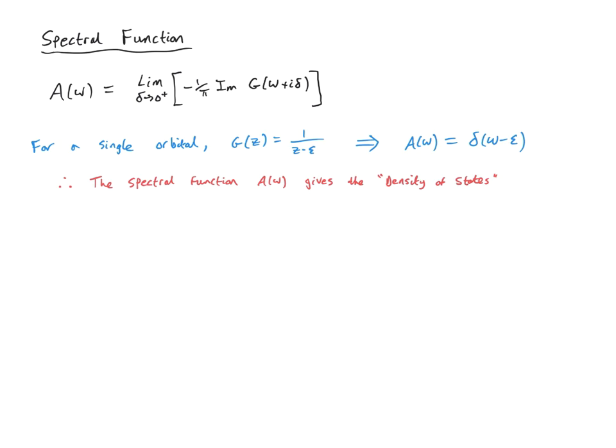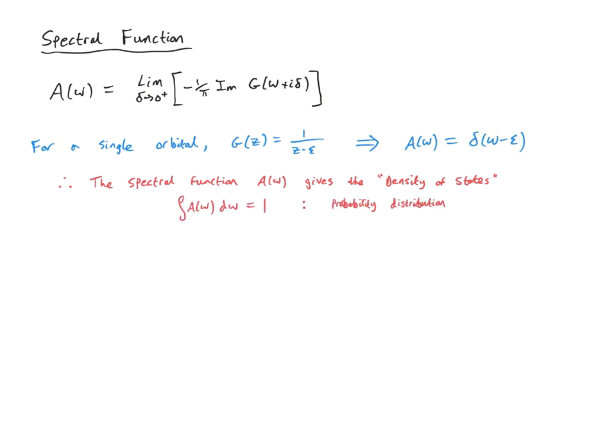We have a single state in the system located at omega equals epsilon. Therefore, when we're looking at A of omega as a function of omega, we have 0 until we hit omega equals epsilon, and then this delta function basically counts a single state for us. Notice that the integral over all omega of A of omega is equal to 1. The total density of states is normalized to 1.